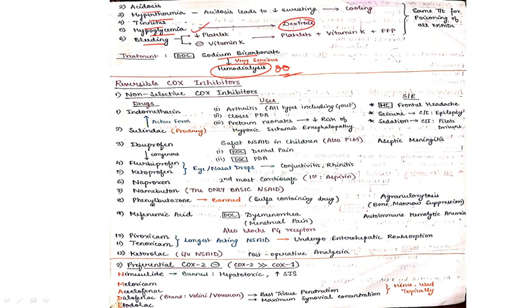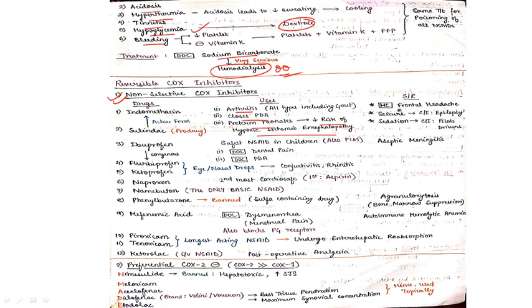Now moving to the next part, that is reversible COX inhibitors. Coming to the first group, that is reversible non-selective COX inhibitors. The first drug is indomethacin. It is used for arthritis. It also closes PDA, that is patent ductus arteriosus. It is also given in preterm neonates to decrease the risk of hypoxic ischemic encephalopathy.